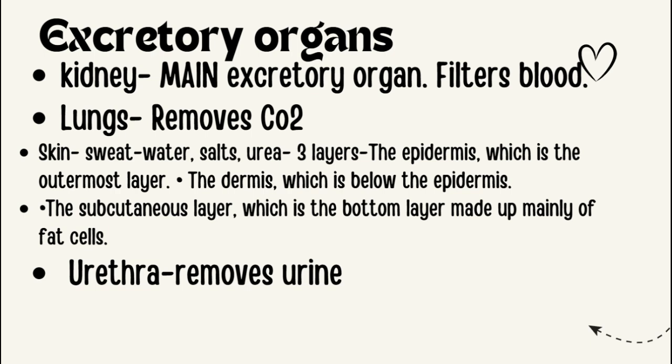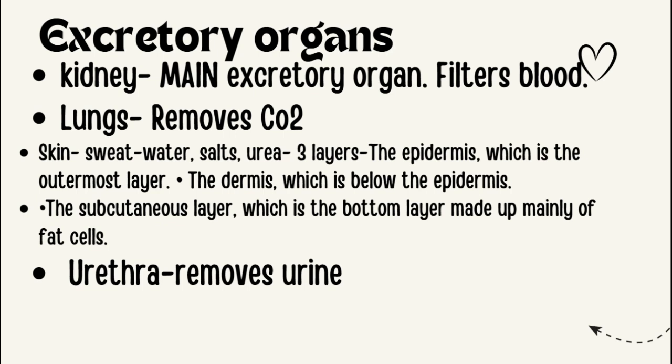And obviously we said that the skin is the biggest organ, made up of three layers: the epidermis, which is the outermost layer, the dermis, which is below the epidermis, and then we have the subcutaneous layer, which is the bottom layer, made up primarily of fat cells.